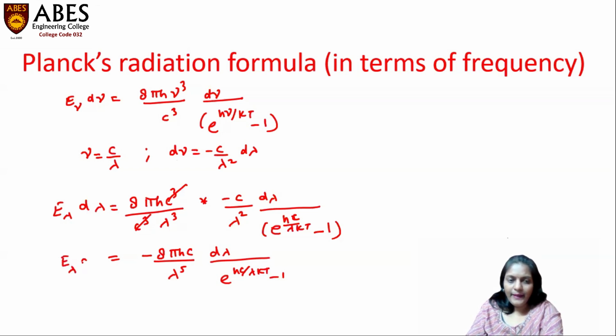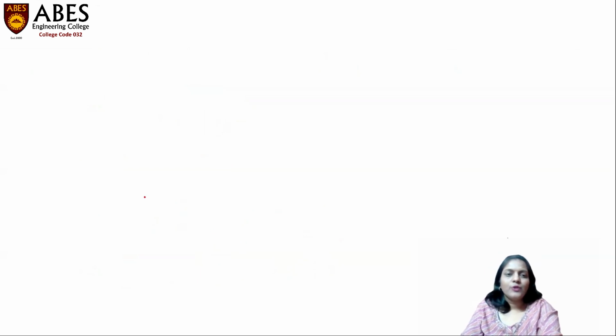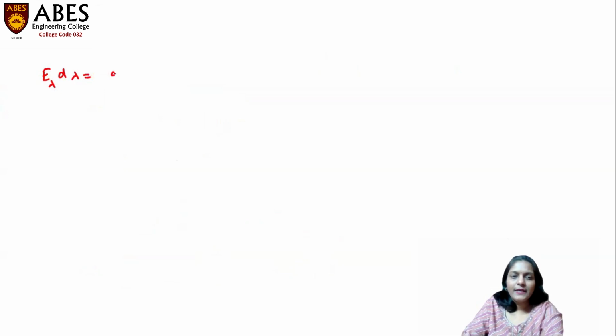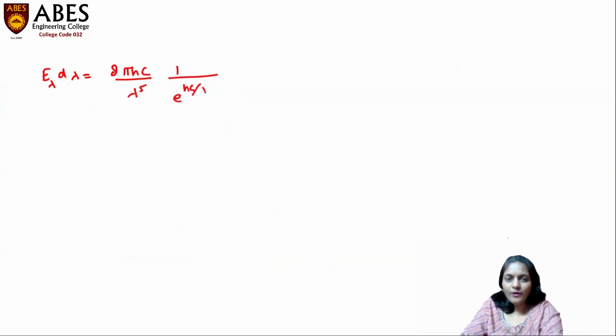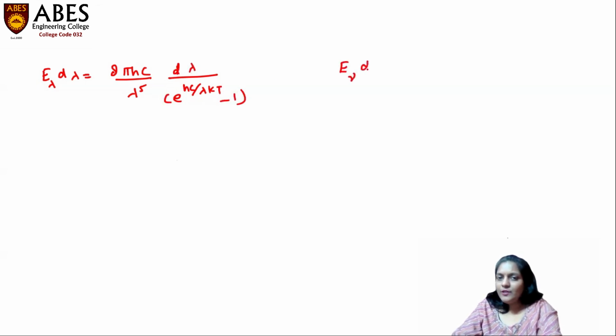This is called Planck radiation formula in terms of wavelength. So I'm writing it again. Planck radiation formula in terms of wavelength can be written as 8 pi hc upon lambda raised to the power 5, 1 upon e raised to the power hc upon lambda kT minus 1 into d lambda. And in terms of frequency, E nu d nu is equal to 8 pi h nu cube upon c cube, 1 upon e raised to the power h nu by kT minus 1.